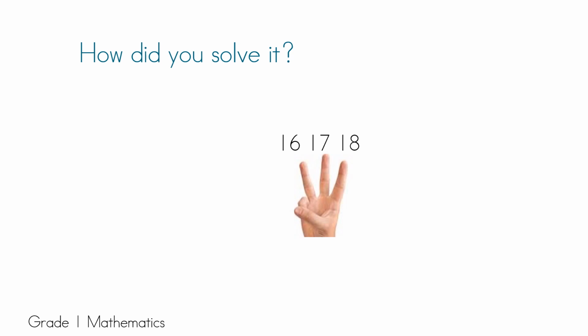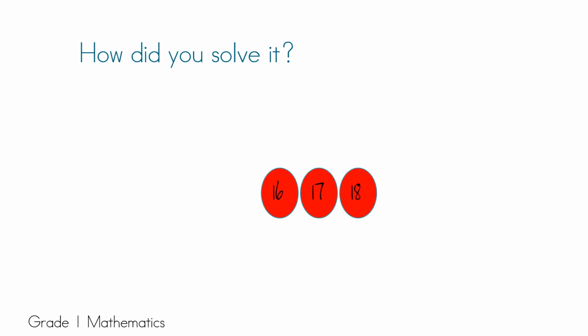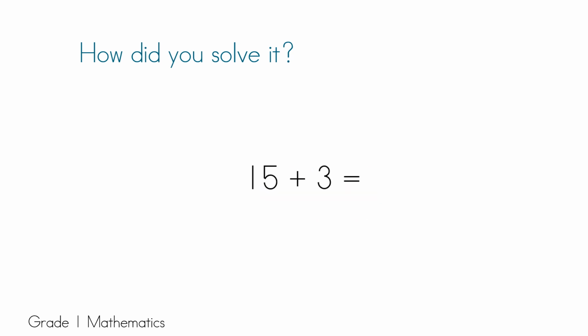Maybe you counted on your fingers. We know 15 minutes on Monday, 16, 17, 18. Maybe you just made circles and you continued your count. So 15 on Monday, 16, 17, 18. Maybe you used a number sentence. 15 on Monday and 3 more equals 18.